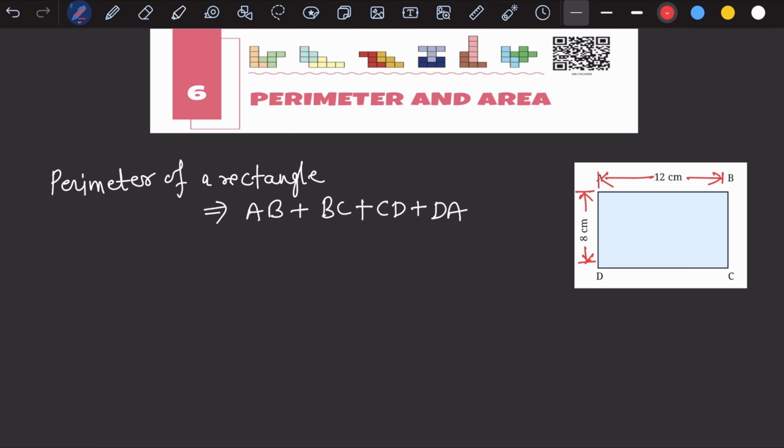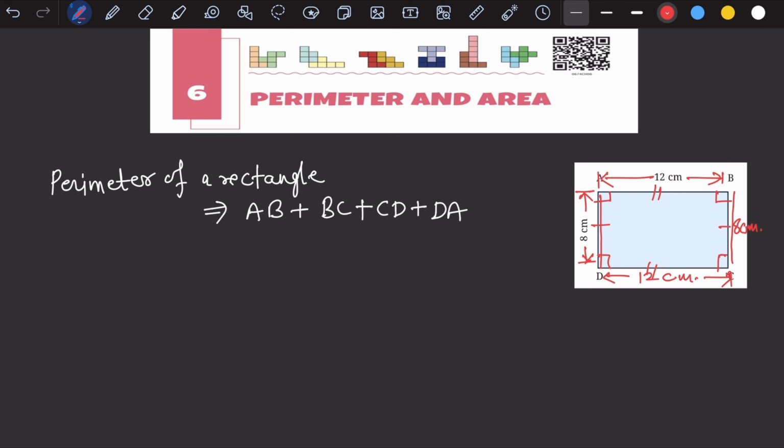So we know the property of rectangle. From the property of rectangle, we know that opposite sides are equal, like if AB is 12 centimeter, then CD will be 12 centimeter. And if AD is 8 centimeter, then BC will also be 8 centimeter. Okay, so these two will be equal, and each corner angle will be 90 degrees.